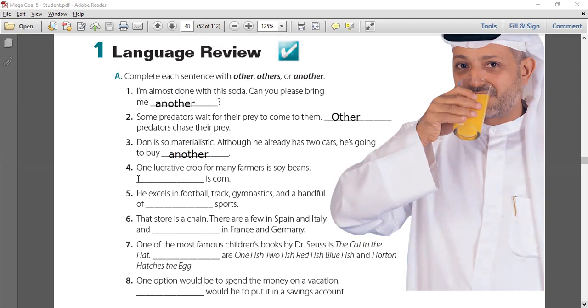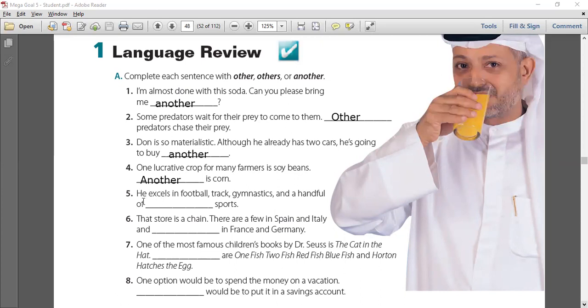Number 4. One lucrative crop for many farmers is soybeans. Another is corn. Yes, thank you, Maria. Even if you don't understand the words here, because I have is, I'm going to say another. Okay? So try to find something that tells you the correct answer, even if you don't understand the words that are written.